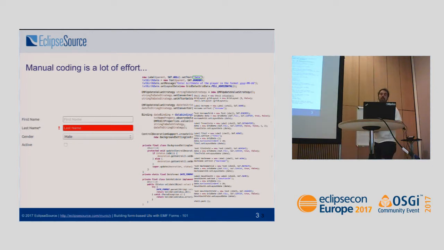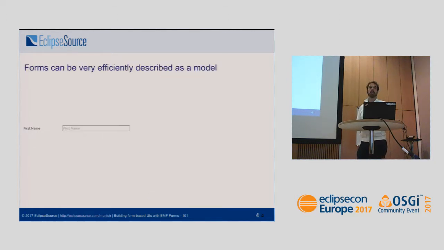Okay, so the goal of EMF Forms is to make that better. Instead of writing all this code, what EMF Forms provides is a very simple declarative language to describe your form. So let's go back to the simple example. If we just need one control showing the attribute first name, in EMF Forms we just need to specify that. So we have a top-level element which says, okay, there is a view, and then we have an element of type control which specifies we want to show the attribute first name.